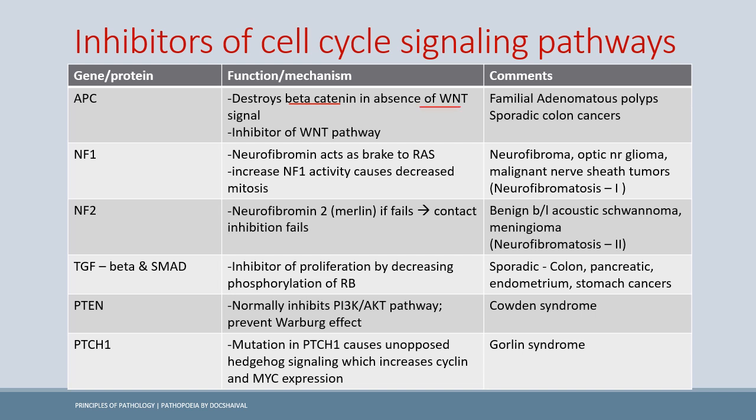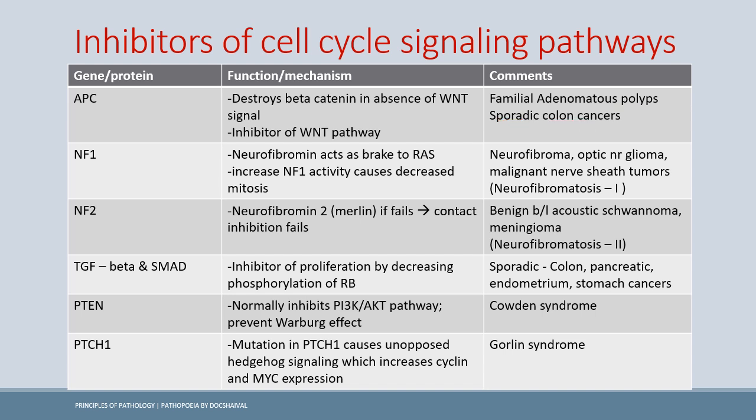Recall that when there is WNT signaling present, the APC is deactivated and the beta catenin is free, and it causes the transcription. The familial forms of APC, as the name suggests, are linked with adenomatous polyps, and when present in the sporadic form, it is linked with colon cancers.